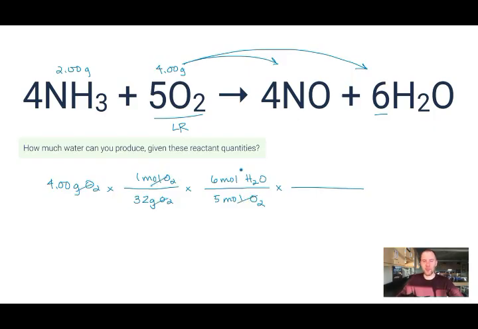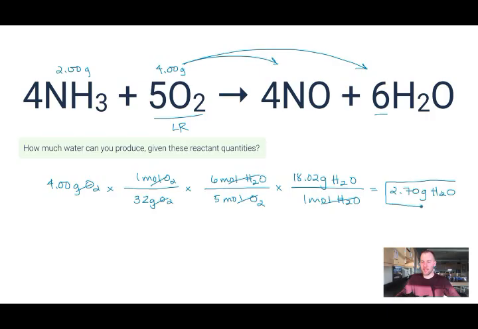And now I'm in moles of H2O. On the bottom is going to be 1 mole of H2O. And then on the top is going to be the mass of that 1 mole of H2O, which is what the molar mass is, 18.02. 18 is probably just fine as well. Okay, so let's do one more calculation. 4 times 6 times 18.02 divided by 32 divided by 5 gives me 2.70 grams of water.